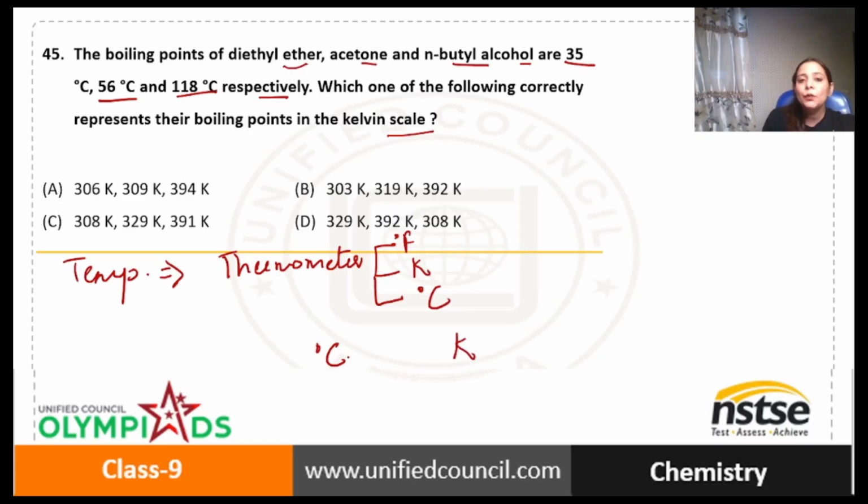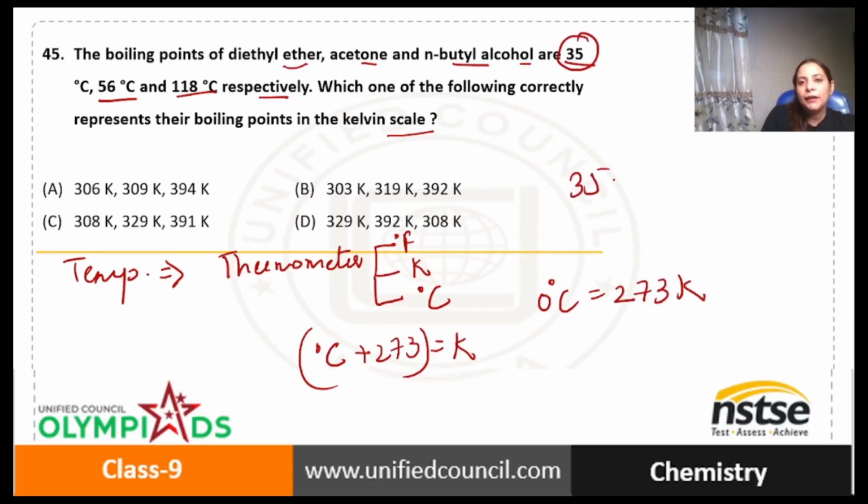So we can convert degree Celsius into Kelvin. How? By simply adding 273. The reason being 0 degrees Celsius is equal to 273 Kelvin. Okay, so we can convert degree Celsius into Kelvin. So let's say we have 35 degrees Celsius. So 35 added to 273 you will get as 308 Kelvin.